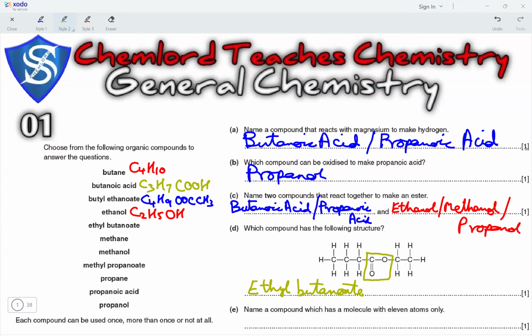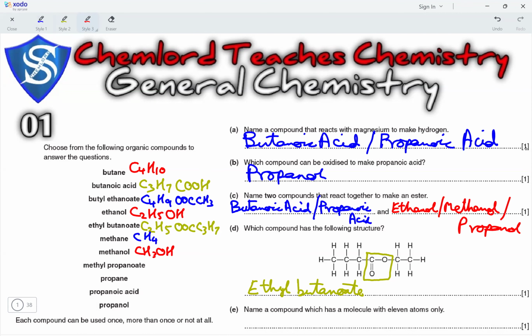Next, we have ethyl butanoate. Ethyl would mean C2H5. Then we would have OOC, and butanoate would mean C3H7 attached to the COO group. So in total, 2 plus 5, 7, 8, 9, 10, 11, 12, 13. 13 plus 7 is 20. So this ester is not the correct answer. Next, we have methane. Methane is CH4, in total 5 atoms. So this is also not the correct answer. Next, we've got methanol. Methanol is CH3OH, which is 1 plus 3, 4, 5, and 6 atoms in total.